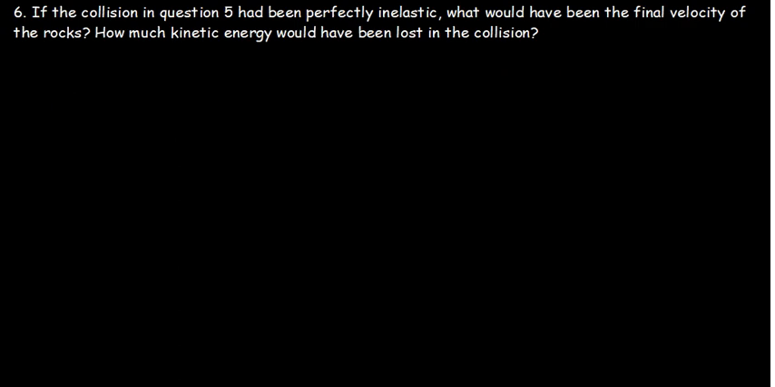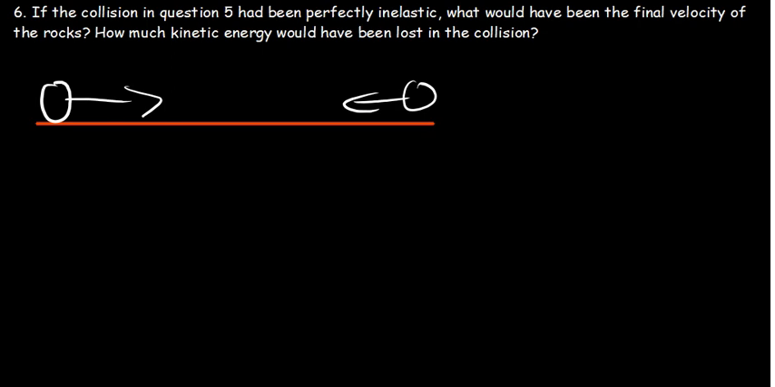If the collision in question 5, the one we are solving, had been perfectly inelastic, what would have been the final velocity of the rocks? How much kinetic energy would have been lost in the collision? Now, what we should know is that in a perfectly inelastic collision, after collision these two will be moving together and they'll have the same velocity. So if this is our coordinate, this is my m1 and this is my m2. After collision, these guys are going to be moving together either in this direction or in this direction, we don't know.